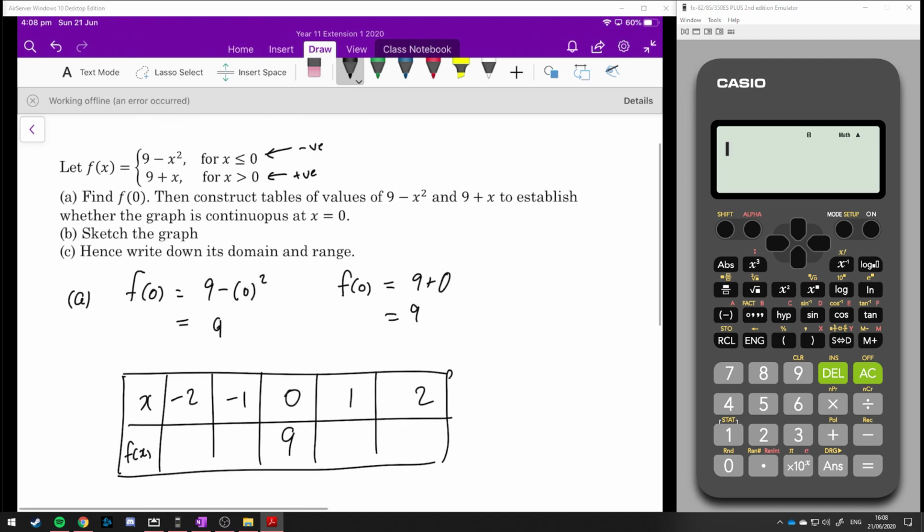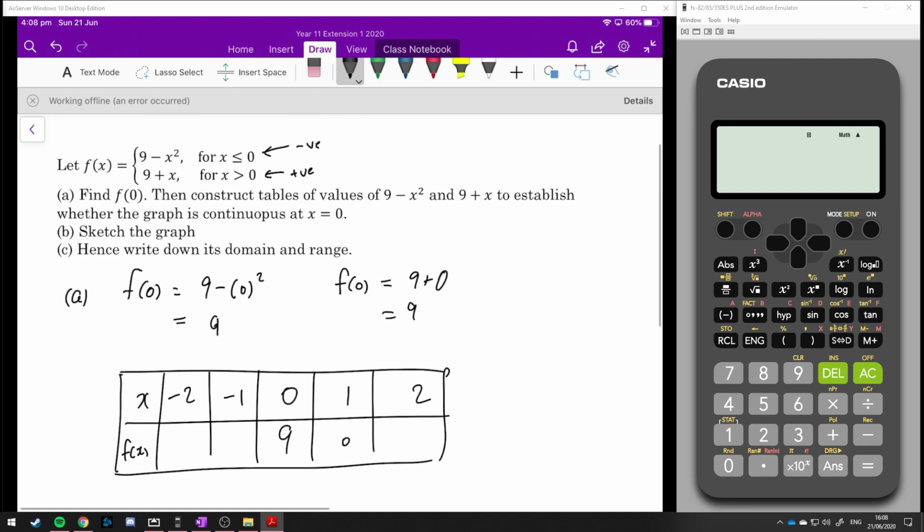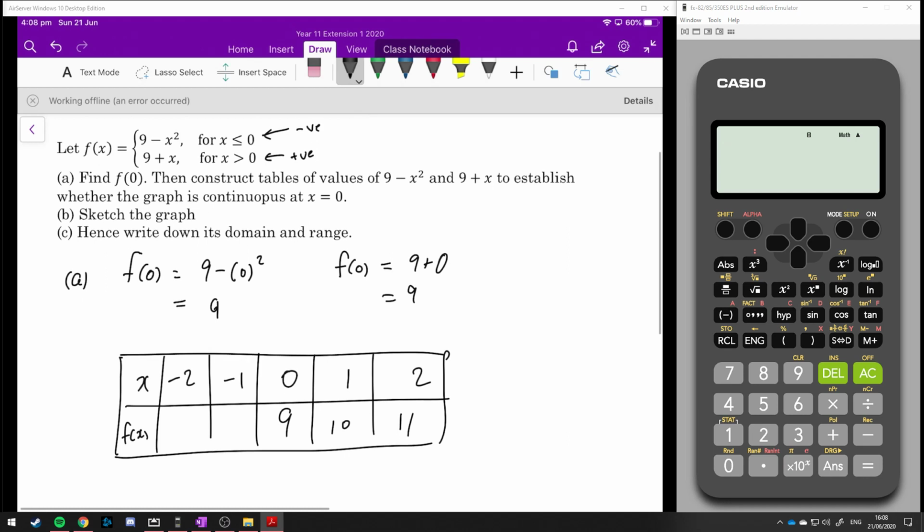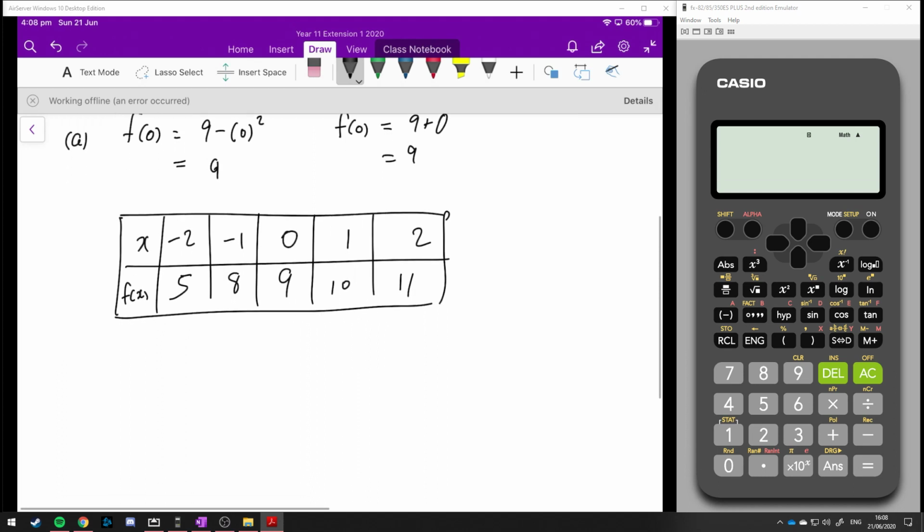So substituting some values into the positive side, we'll do 1 and 2 first. So 9 plus 1 is 10, and 9 plus 2 is 11. And going the other way, we've got 9 minus -1 squared, so that's 9 minus 1, which is 8. Then 9 minus -2 squared, so -2 squared is 4, so 9 minus 4 is equal to 5, okay? So it's basically a parabola on the left side and a straight line on the right side, okay?